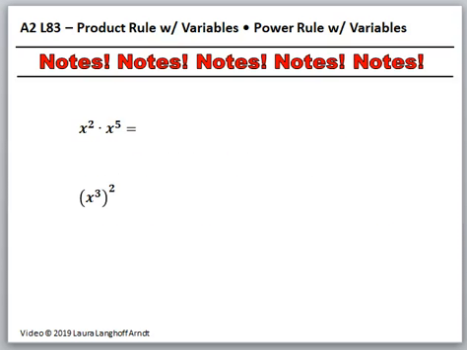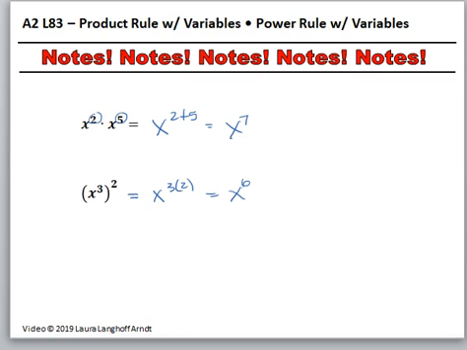Now with these, we already know these rules. These rules are really simple. We've been using them for a while. When you are multiplying your variables, remember what we do with these exponents? We add them. So we have x to the 2 plus 5, which is indeed x to the 7th. Now when we have parentheses, this is the power rule. Then we multiply. So this is x to the 3 times 2, which is indeed x to the 6th.